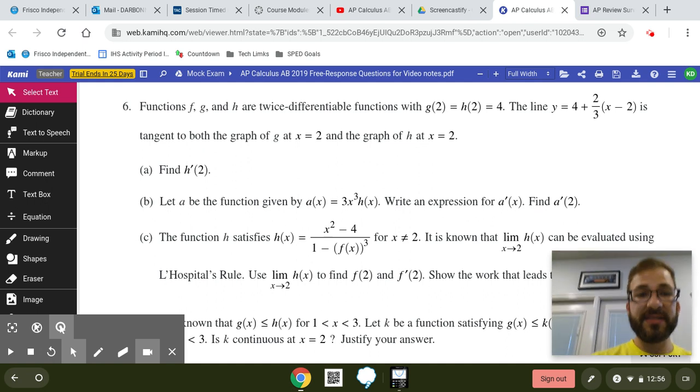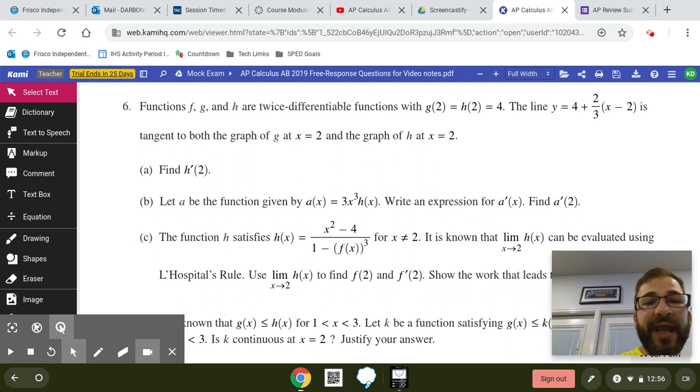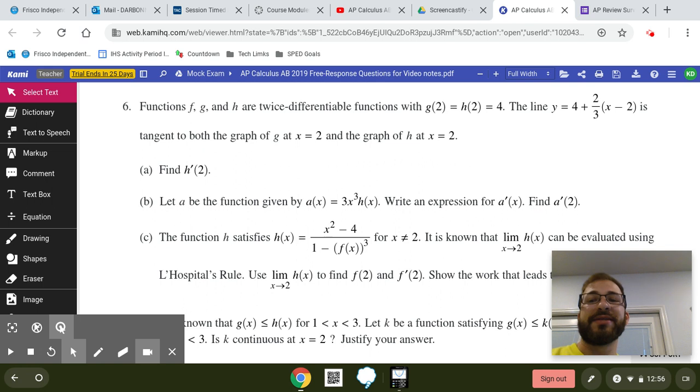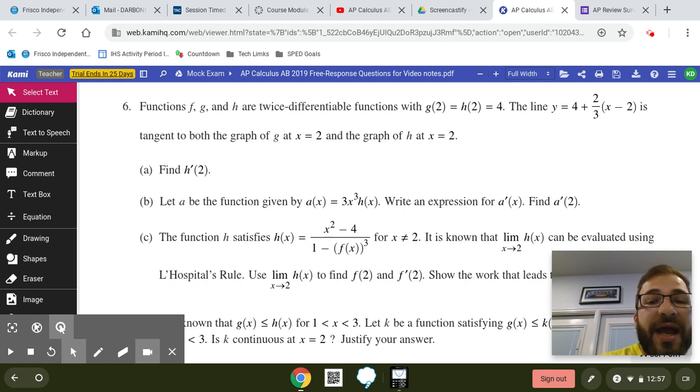So, number 6: functions f, g, and h are twice differentiable functions with g of 2 equals h of 2, which is equal to 4. They also tell us that the line y is equal to 4 plus 2/3 times x minus 2 is tangent to both the graph of g at x equals 2 and the graph of h at x equals 2. So first and foremost, they want us to find h prime of 2.